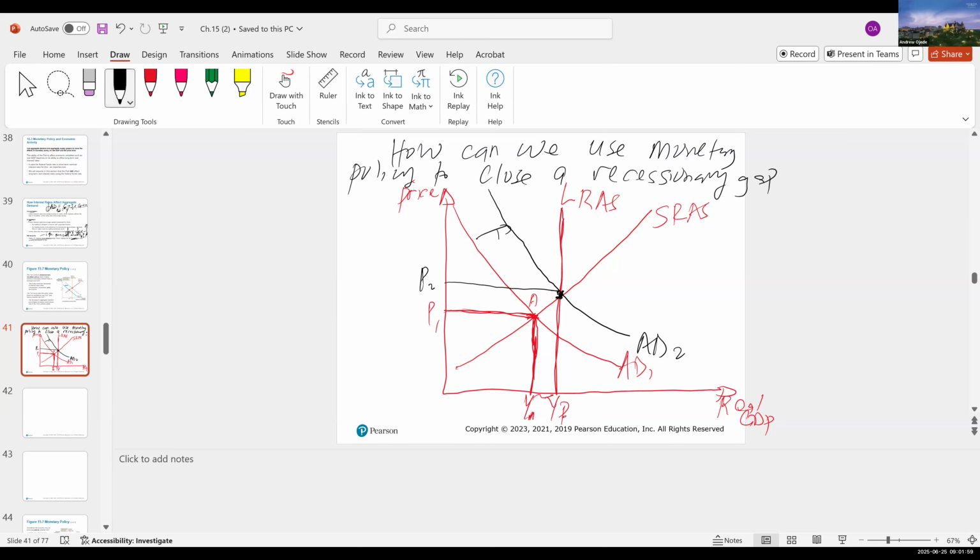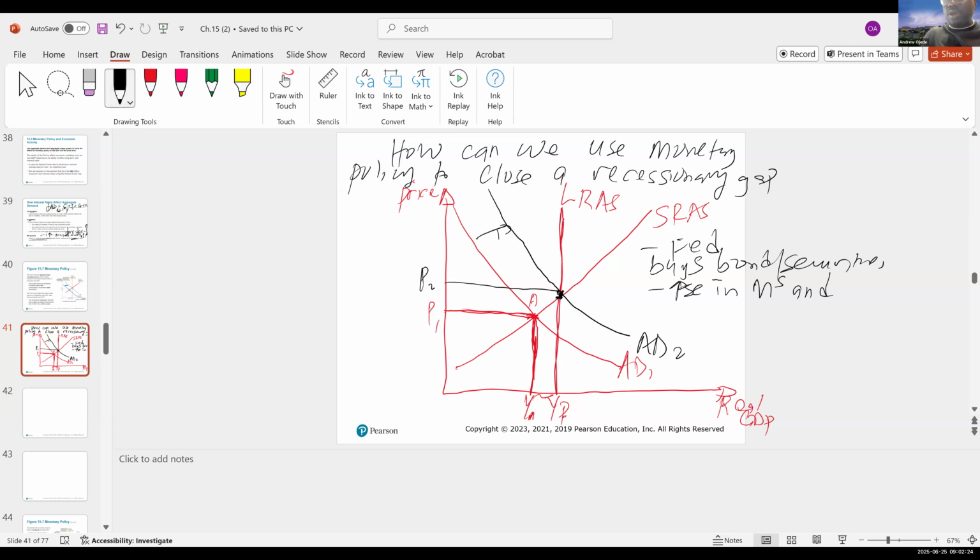So when the economy falls in a recession at point A, the Fed is going to what? The Fed buys bonds or securities. That's what we call it. They're going to pursue an expansionary monetary policy by buying securities. When the Fed buys bonds, we know that leads to what? That leads to increase in what? In money supply. We already did this.